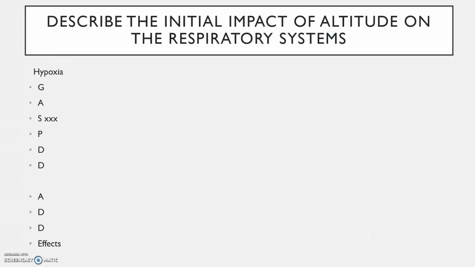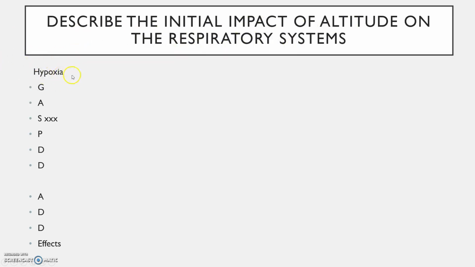This is the important part. Describe the initial impact of altitude on the respiratory system. Now, you won't necessarily put 2 and 2 together. However, if they ask you about altitude, they're going to want you to mention partial pressures of oxygen and so on. So you're going to have to think of GASP DD when it comes to altitude. Thinking of altitude, if the oxygen's really low in the air, you're going to be gasping for air. The memory method we use is GASP DD. You also have to remember you're going to have to start with hypoxia. First of all, describe the initial impact of altitude on the respiratory system.